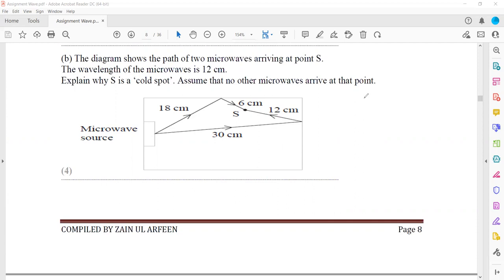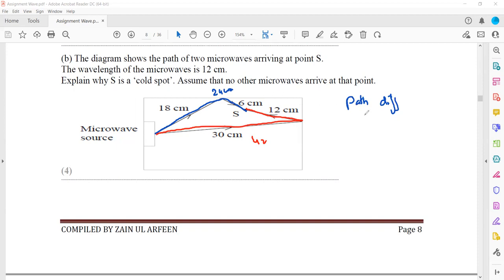So first, we want to find the path difference. Path difference means the difference in the distance travelled by the two waves, which we can express in terms of wavelength. When we work out the path difference, for example, the first wave travels 18 centimeters and 6, so 18 plus 6 equals 24 centimeters. That's the total distance traveled by the first wave. The second wave traveled 30, then bounced back and 12. So 30 plus 12 means it covered 42.